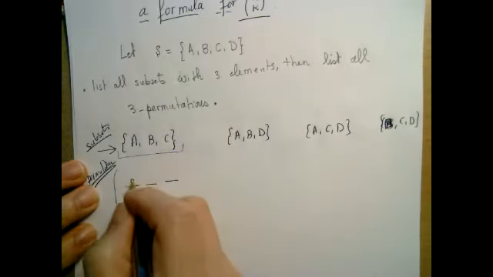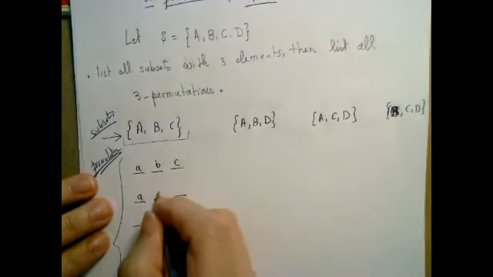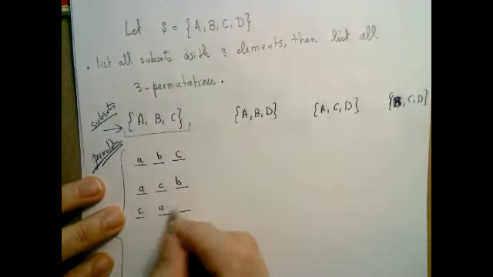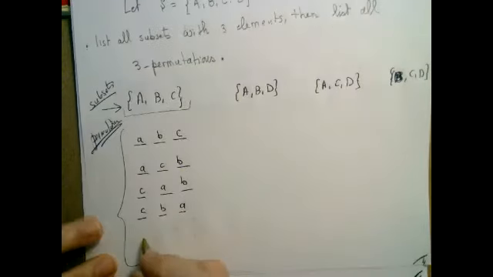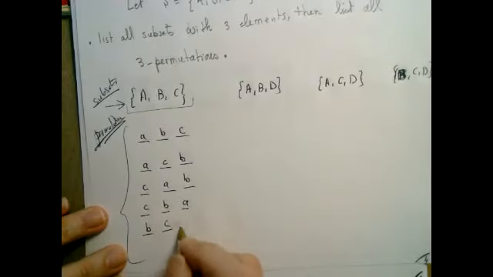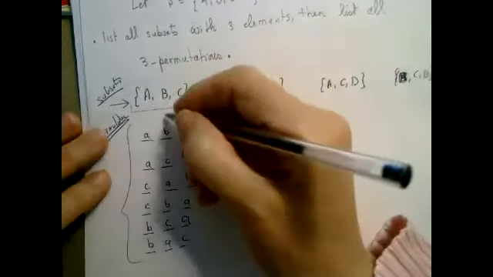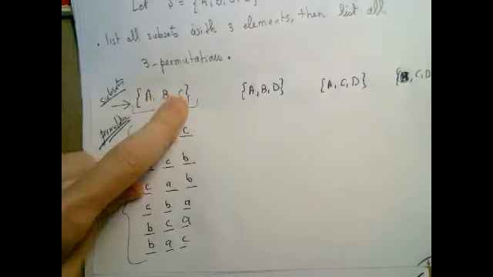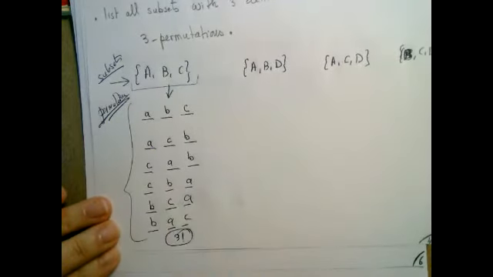Permutation, I care about the order. So I'll have A, B, C. I will have A, C, B. We know how many there are. Started with A, I can have C, A, B. I can have C, B, A. Sorry, that should be in uppercase. Okay, B, C, A, B, A, C. So to every subset, how many permutations are there that use only the elements of the subset? We know how many there are. There are 3 factorial of them because we have 3 elements.